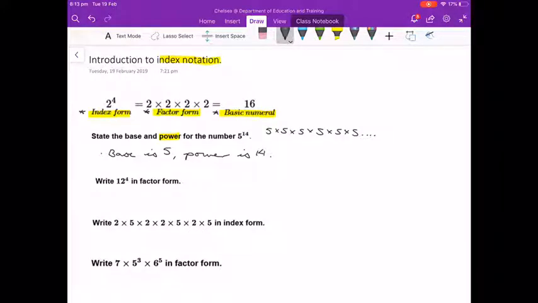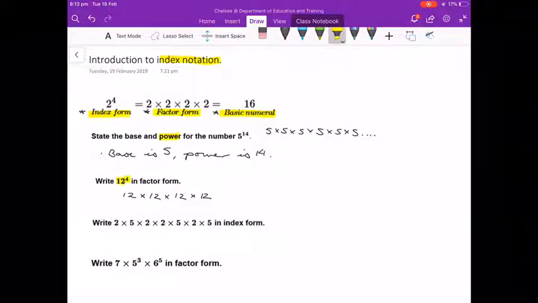Write 12 to the power of 4 in factor form. Now, as I said previously, factor form means expanded. So we use our base and we multiply by itself 4 times, because that's what our index tells us.